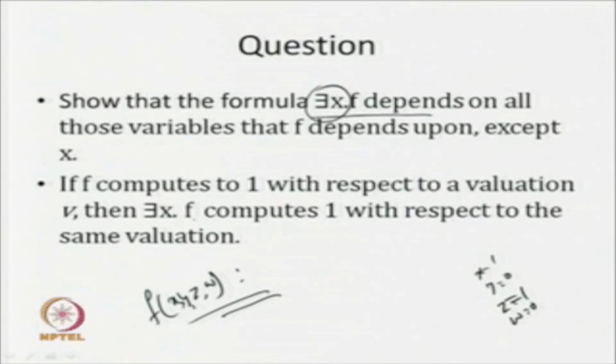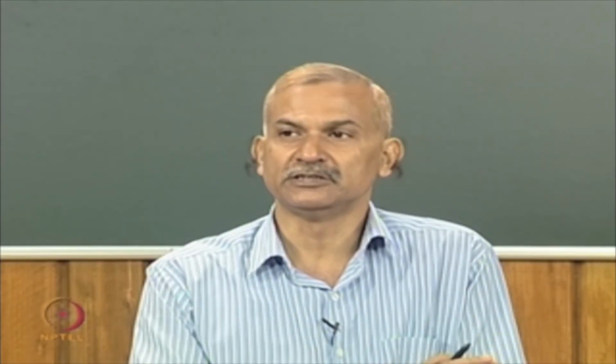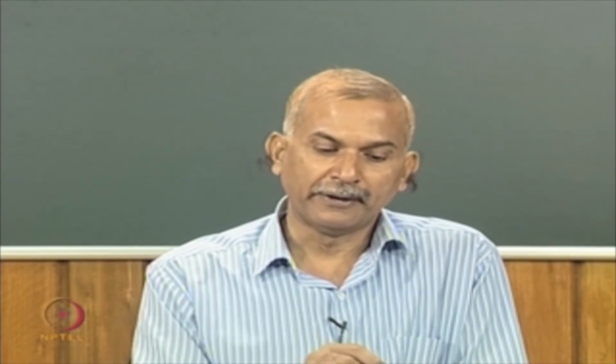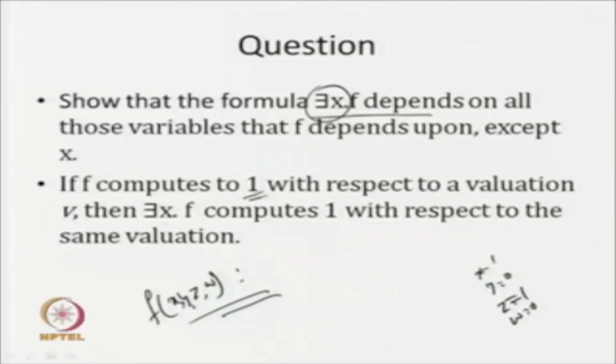Why? Because in there exists x f, in this particular case we are going to relax the constraint on x. So, whether x equal to 0 or x equal to 1, it is immaterial. So, if for a particular valuation f computes to 1, then there exists x f will also compute to 1 with the same valuation, because there exists x f is now independent of this x, whether x equal to 1 or 0. Since x equal to 1 is going to give me 1, on relaxation also it will give 1. Okay. So, with this I will conclude my lecture here today.